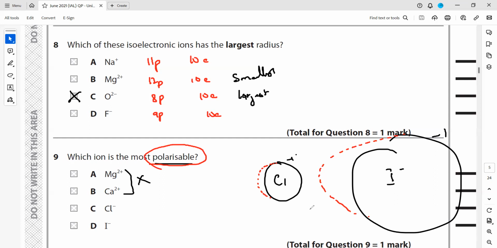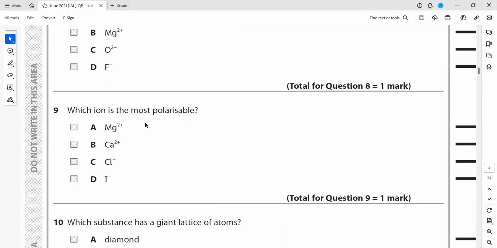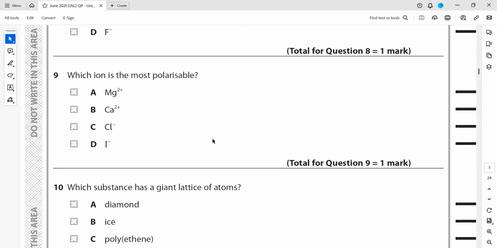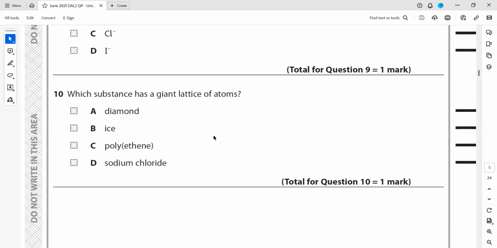And if the question was which ion causes a greater polarization, then the answer should be magnesium, because magnesium is smaller in size as compared to calcium. So a positive ion which is smaller in size and carries a greater charge can cause a greater polarization. But the question is not which causes the greater polarization. The question is which is the most polarizable, like which can distort more.